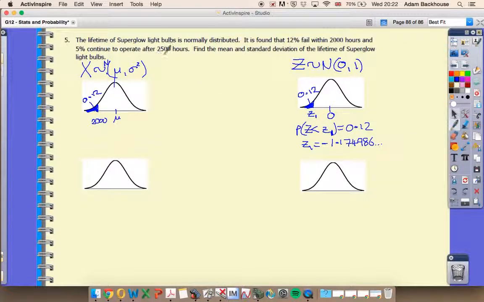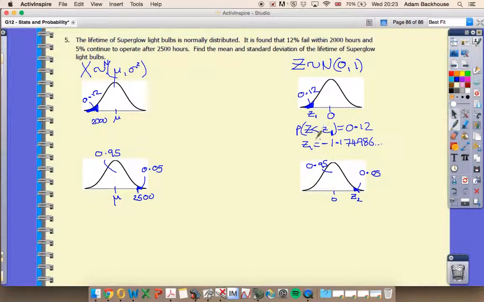Okay, on to the second bit of information. We're told that 5% continue after 2,500. So from that information I can see that my mean's got to be somewhere between 2,000 and 2,500. So I've got 5% up here, which means I've got 95% down the bottom. There we go, that's 0.95. We've got 5% up the top, and 0.95. And this is Z2.